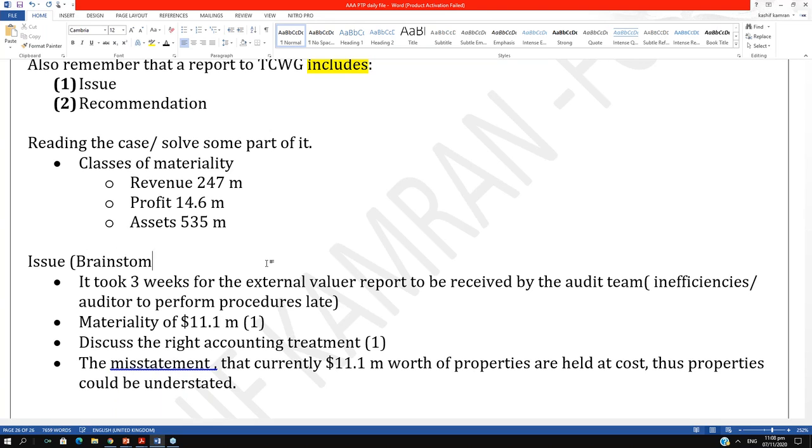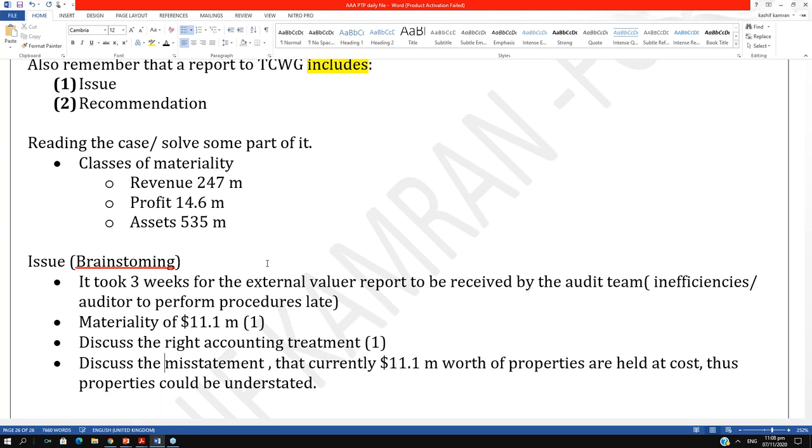you need to write the answer in paragraph form with headings. I'm just doing the bullets to give you an idea of the problems, right? I'm giving you ideas for the 15 marks. So it took 3 weeks as the first problem. You have to put a paragraph for this. The second problem is the properties. $11.1 million is the materiality. You will discuss the right accounting treatment with management and the misstatement: that currently 11.1 million worth of properties are held at cost. Thus, properties are understated. Am I right?